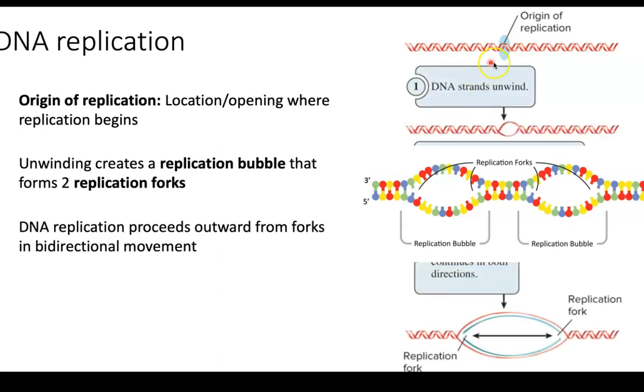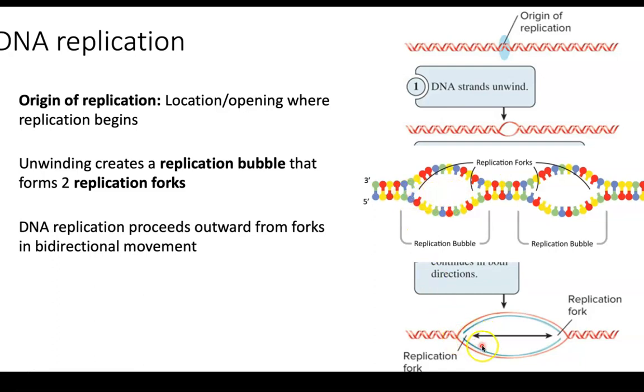As we start to unwind or pull apart those two strands, we are going to create a space called a replication bubble. You see here, as we're opening the strands, we're unwinding the strands, we're creating this replication bubble. On either side of the replication bubble, you're going to see these forks. Just like a fork in the road where the road will split, each end of the bubble has a replication fork. And DNA replication is going to proceed outward, towards the forks.